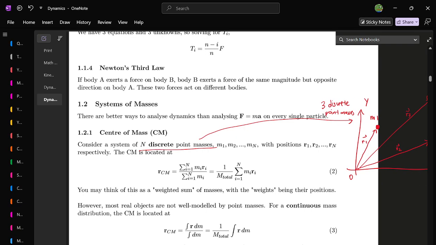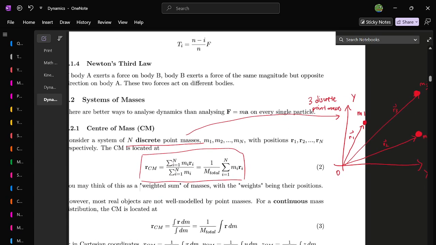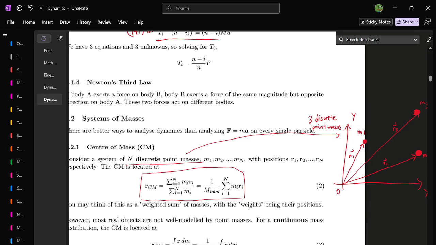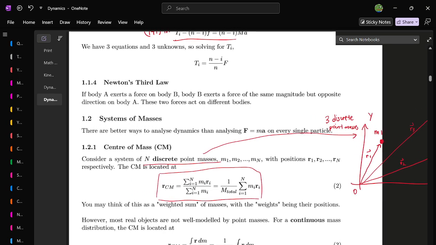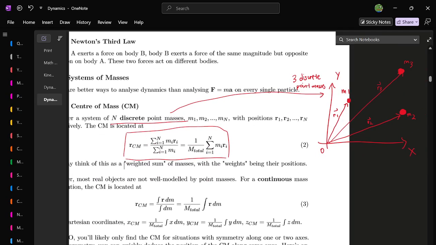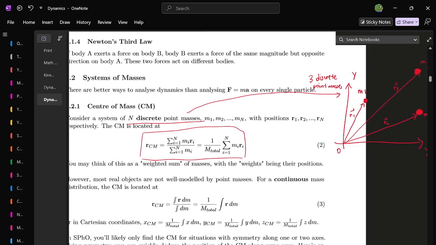The definition of the center of mass, or I'll just call it the CM for short from now on, is located at this point, given by a summation. An easy way to think about why this formula is true is to think of it as a weighted sum of masses. In this case, the weights here are the positions of the masses. For those of you who know what a weighted sum is, I think this is an easier way to think about it. So that is for discrete point masses.